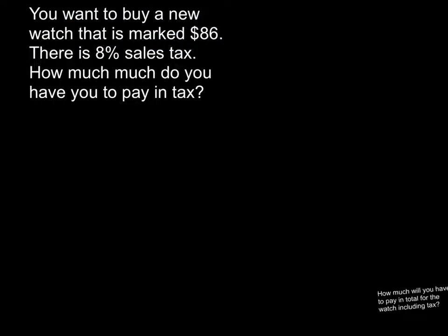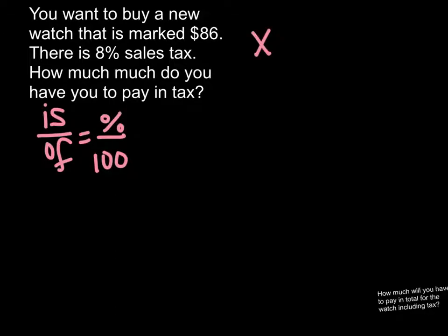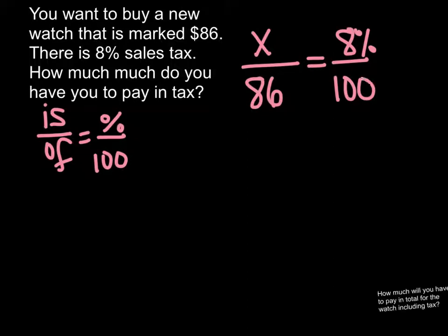So let's start here. You want to buy a new watch that is marked $86. There is 8% sales tax. How much do you have to pay in tax? So if you are asking yourself a question here, you really want to know what is 8% of $86, okay? So in thinking about that, I have is over of equals percent out of 100. I don't know my is, so my problem is going to be set up with x in my is. The watch is $86. I know that I have to pay 8% tax, and that 100 is always there.